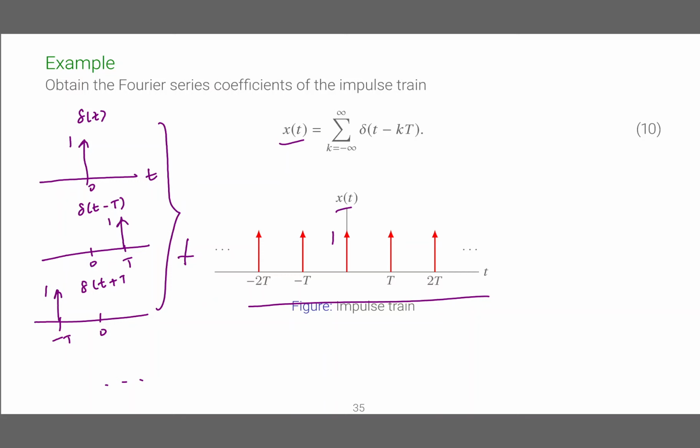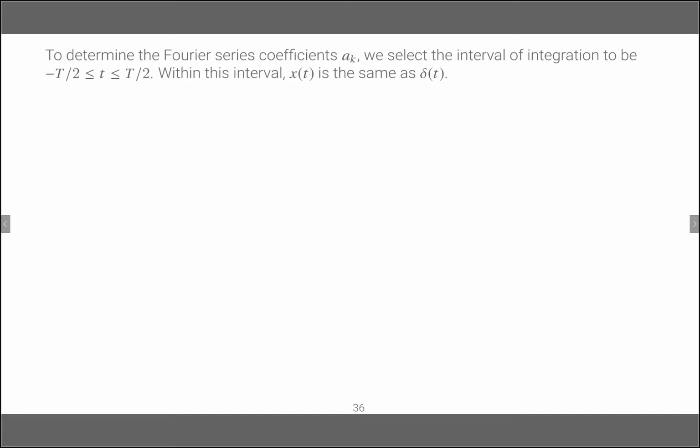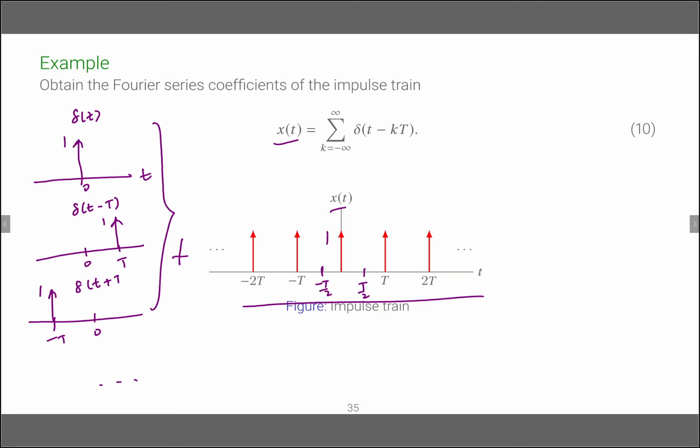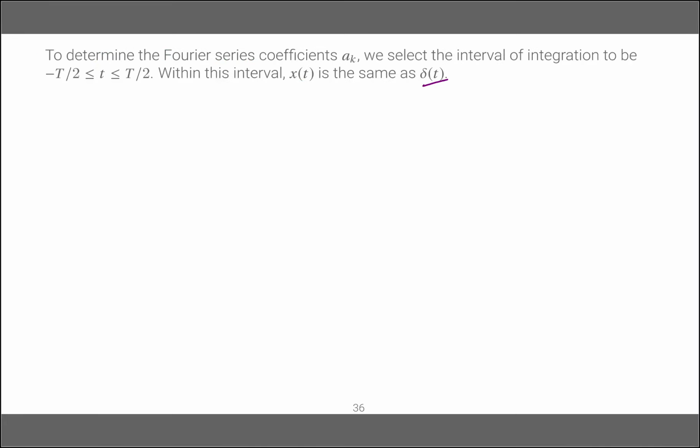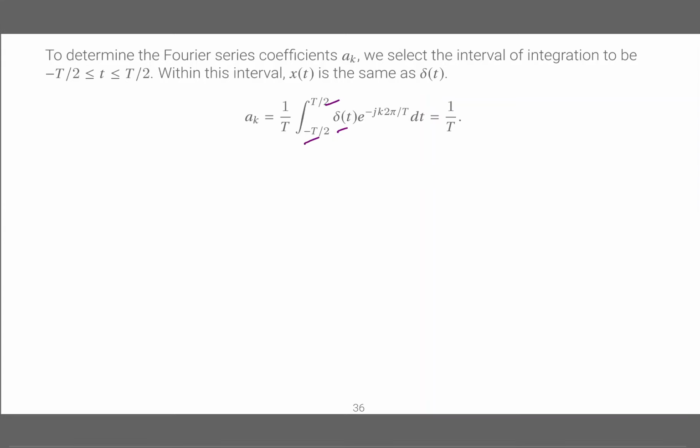So now we see this as a periodic signal, and we can consider the period from minus T by 2 to T by 2 and apply our formulas to obtain the Fourier series coefficients. To determine the Fourier series coefficients ak, we select the integration interval to be minus T by 2 to T by 2. Within this interval, x(t) is the same as delta t. So within this interval, we only get this part, so it is the same as delta t. So then ak is equal to 1 over T, integral from minus T by 2 to T by 2, delta t times e to the power of minus j k 2 pi over T t.